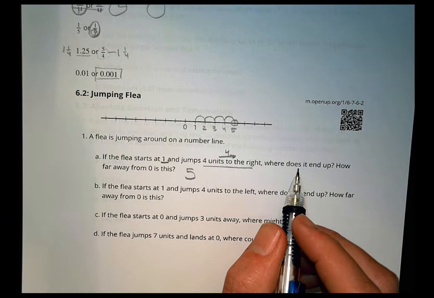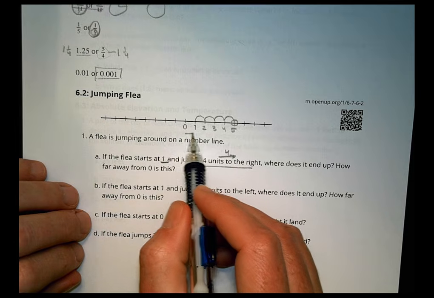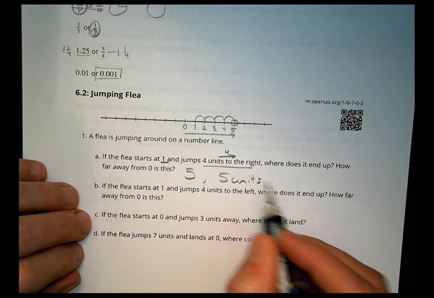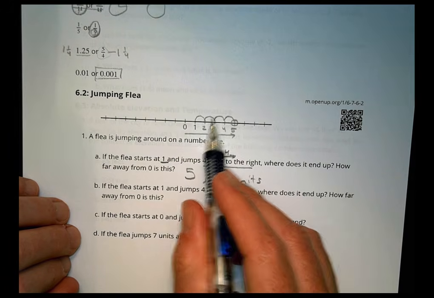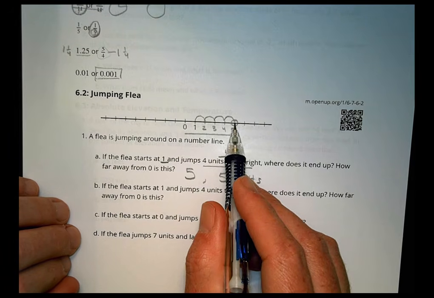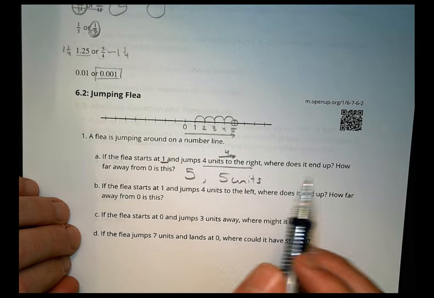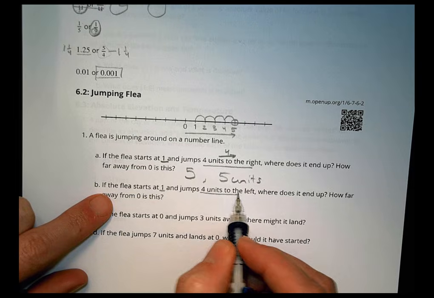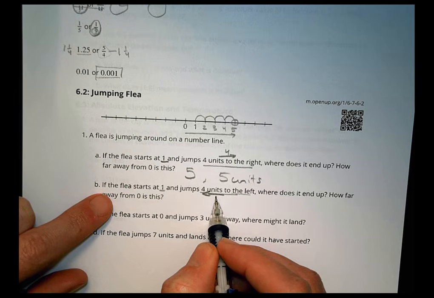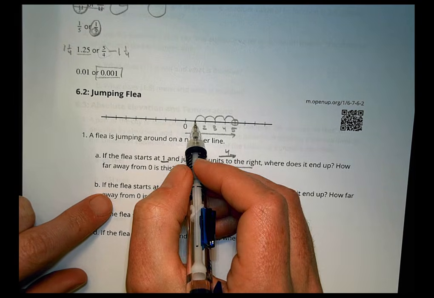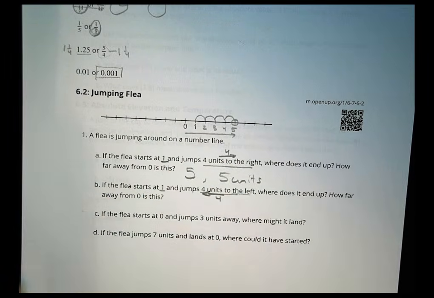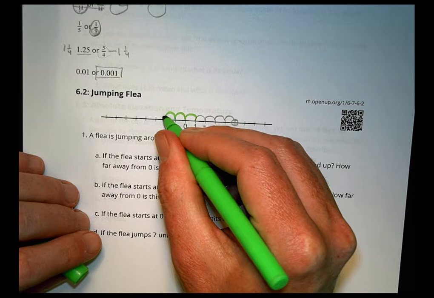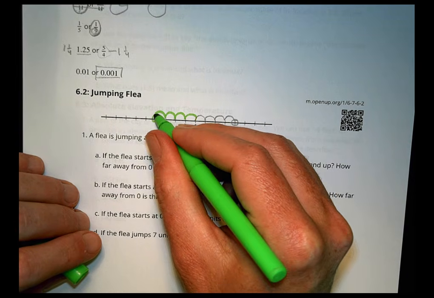So how far away from 0 is that? Well, it's going to be all the way from 0 to 5, for a total of 5 units away, whatever those units are. So it started at 1, hopped 4 to the right, and now it's at the point 5, which makes it 5 units away from 0. If the flea starts at 1 and jumps 4 units to the left, so now we're going to go this way 4, where does it end up? Let's do that. In fact, I'll use a different color. Let's go left. Let's go 1, 2, 3, 4. So it ends up right here.